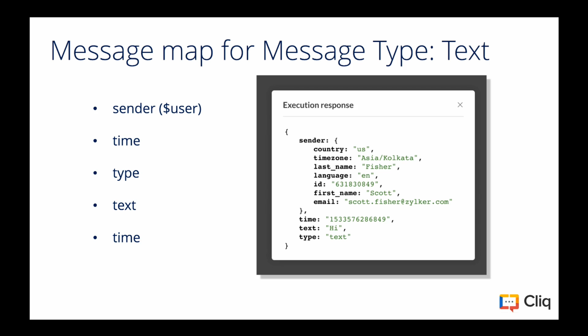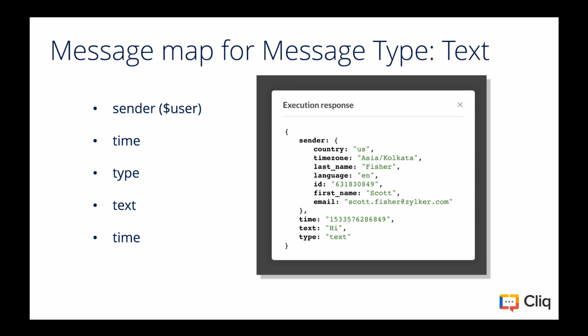So let's take a look at the message map now. Generally, the message map will contain details about the message, such as the message type, the sender details, and the time of message. But the structure of this map varies a little bit corresponding to the type of message.